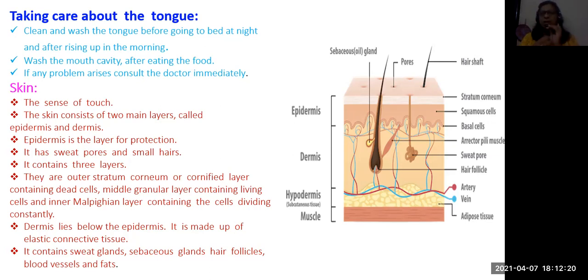Whenever you get hurt, that hurt will make the cells dead, so the layer will come out. Below that layer, you can see the new layer will form. That is called the Malpighian layer. And including this, the outer membrane also consists of a pigment, melanin pigment, which gives the color of the skin. If the melanin pigment is more, then the person will have a dark complexion. If the melanin pigment is less, then the person is fair.